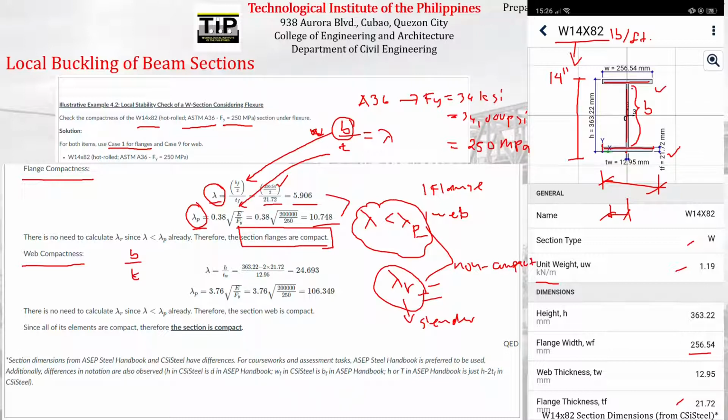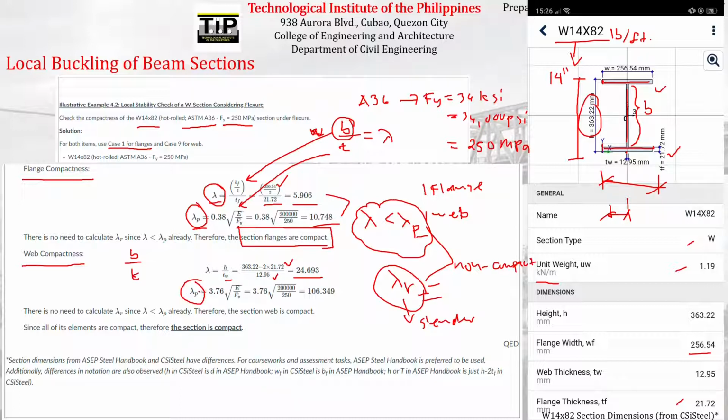So how do you compute for the width of the web? All you need to do is subtract twice the flange thickness from the total depth, which is what is written here, and then divide it by the thickness, since we are computing for the width thickness ratio. The thickness of the web is given here, it's 12.95. Substitute and then compute. You can find the width thickness ratio of the web of this particular section W14 by 82, and then compare that to lambda p to know if it is compact or not.